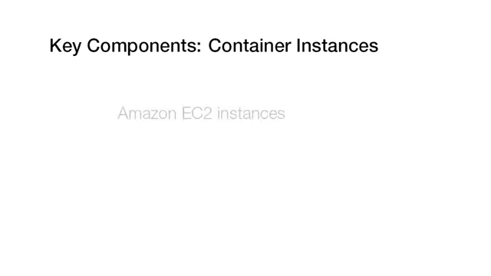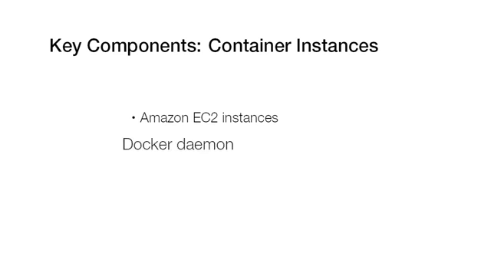Container instances are Amazon EC2 instances that have been checked into a cluster. You own the instances and can SSH into them if you want. We use the same Docker you're used to through the remote API on the local socket. Our agent processes ECS commands and turns them into Docker commands. The agent is all open source on GitHub, and we'd love to see you involved.